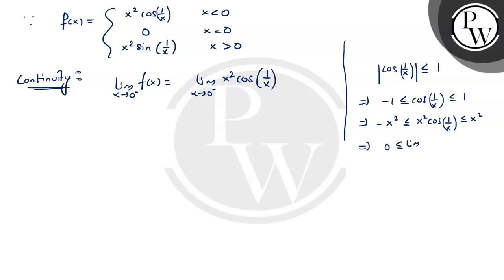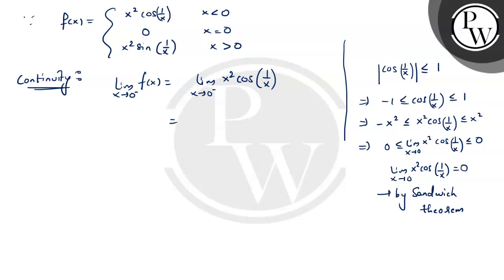And if we take limit x tends to 0 throughout, we will have 0 less than equal to limit x tends to 0 of x squared times cos of 1 divided by x less than equal to 0. So as you can see, by sandwich theorem, you can therefore say that limit x tends to 0 of x squared times cos of 1 divided by x is equal to 0. This is by sandwich theorem. So here this is equal to 0.